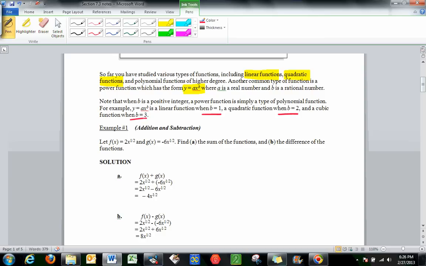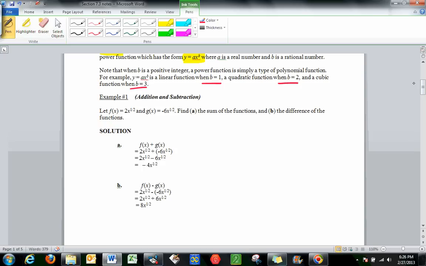Now, basically, we've got to learn how to put these functions together through the use of different operations. So we're going to start with some simple addition and subtraction power functions. Now, when you're dealing with addition and subtraction, really all you're doing is combining like terms. And my pen's not working very well, so you have to excuse me. So we're going to be combining like terms.